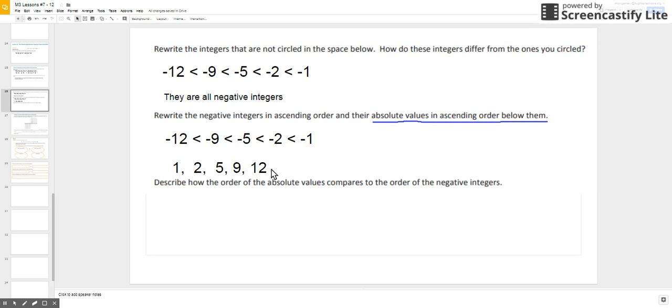So now we describe how the order of the absolute values compares to the order of the negative integers. If we look at these, how are they related? Take a moment and think about it. I want you to stop the video and write a statement describing what you notice about these, and then come back and I'll talk with you about what the answer should be. So go ahead and pause the video real quick and then come back.